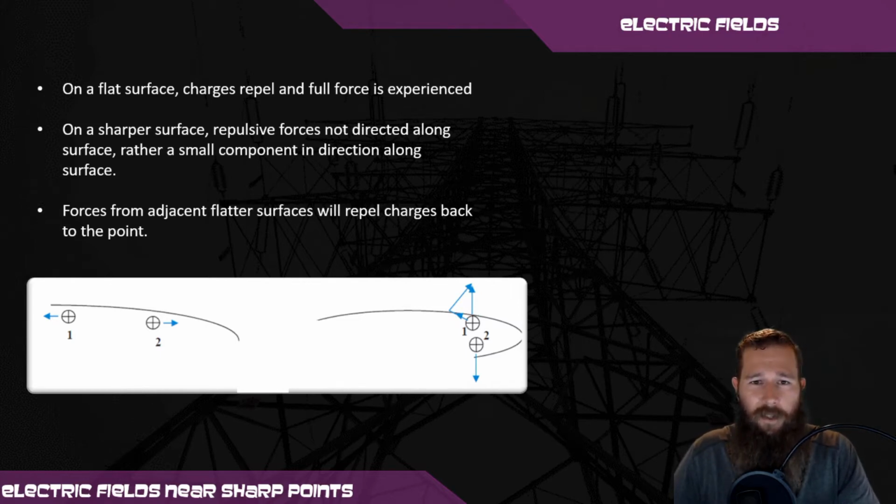Now when we're looking at a sharper surface, say in this right diagram here, the force between these two charges is not along the plate anymore. There's a significant portion of the force that's in the opposite directions. The charges won't leave the plate, however the force is in those directions. Now the sharper the point, the more force that you're going to see in this perpendicular direction, and any charges out here will push these charges towards the point more.